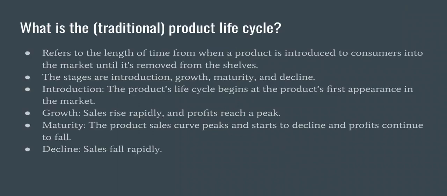So, what is a traditional product life cycle? It refers to the length of time from when a product is introduced to consumers in the market to when it's removed from the shelves. The stages are introduction, growth, maturity, and then decline.